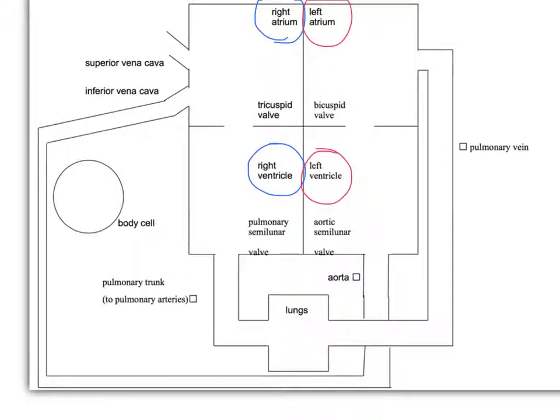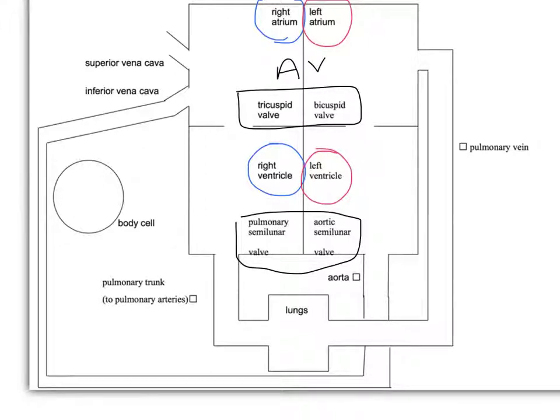Also note that there are two sets of valves. There are the tricuspid and bicuspid valves, and there are the semilunar valves. The tricuspid and bicuspid are known as AV valves because they are between the atrium and the ventricle, atrioventricular valves. The semilunar valves are going to be between the ventricles and the outflow vessels, either the pulmonary trunk or the aorta. So we have two chambers called atrium, two chambers called ventricles, and we have left and right.